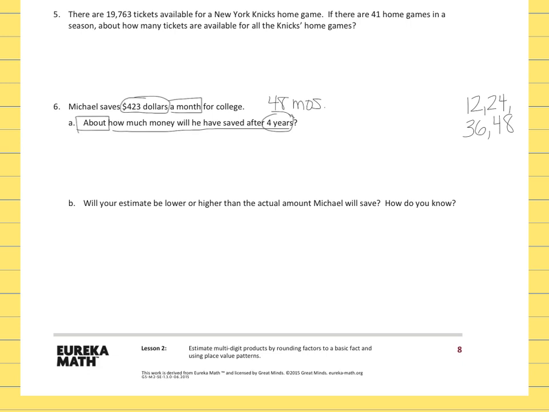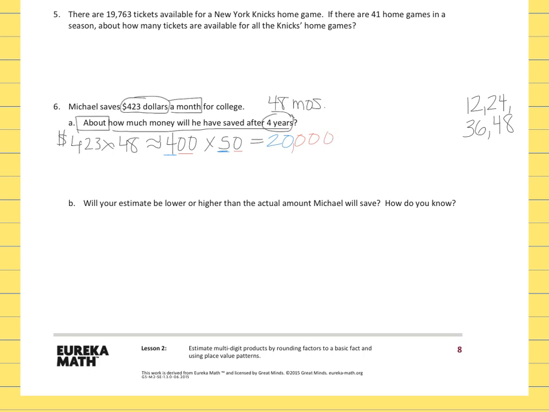So first of all, we're finding the about answer, not the exact answer. So we're going to do $423. We're going to set up the expression, and we're going to multiply it by 48. That means about, by rounding, 423 is close to 400, and 48 is close to 50. Now, using our basic math facts, we have 4 times 5. You should know that's going to be 20. And how many zeros do I add after 20? I add 3 zeros, 1, 2, 3.